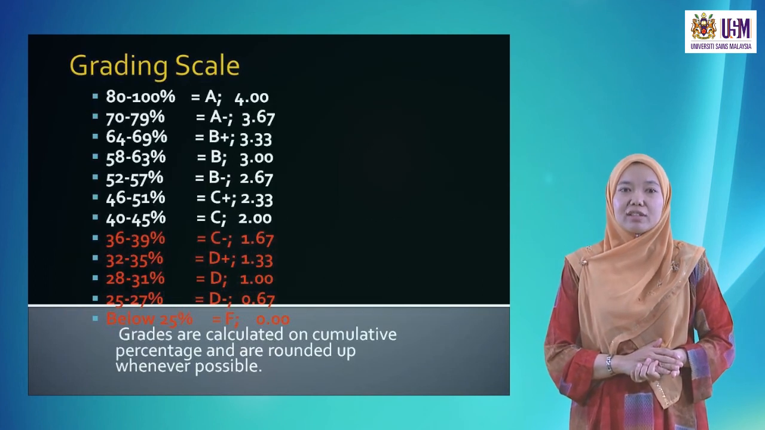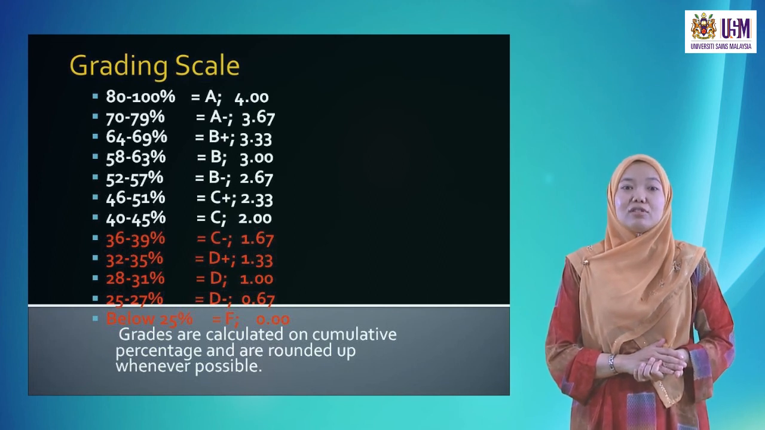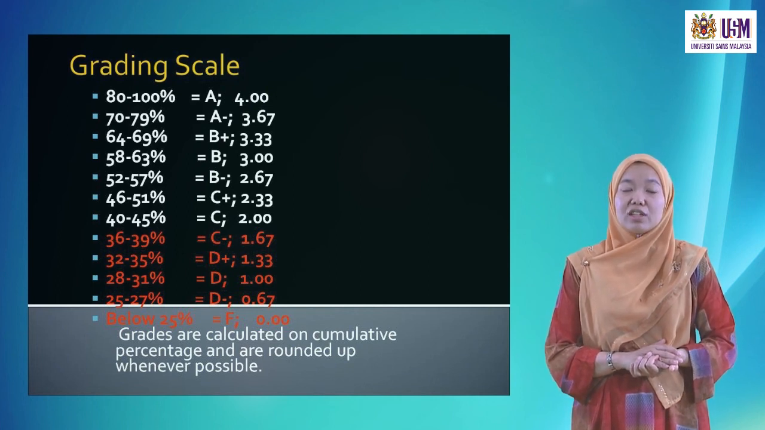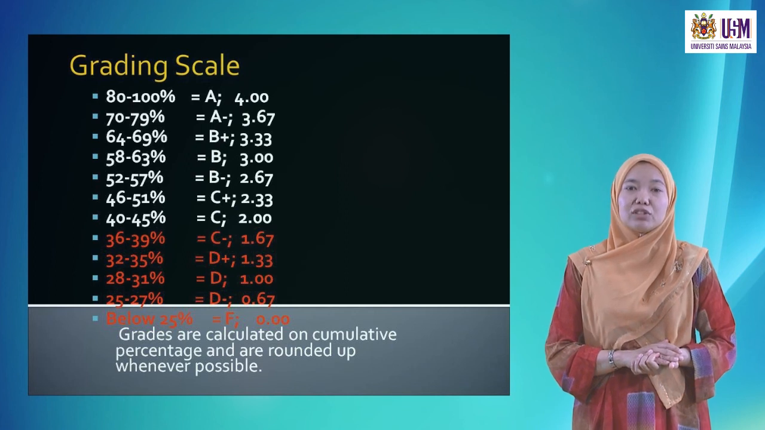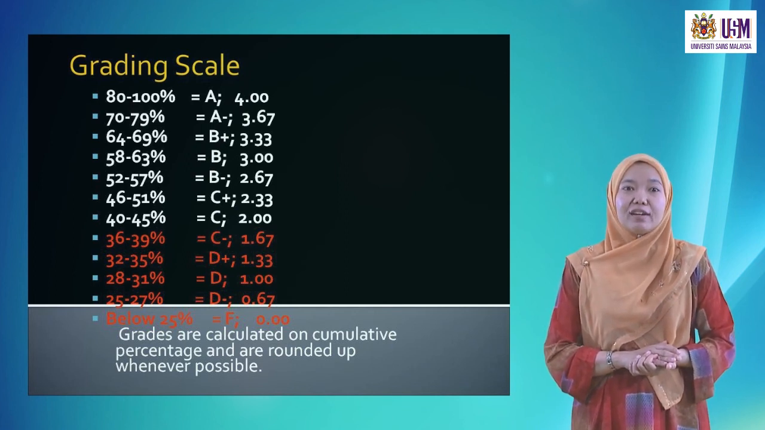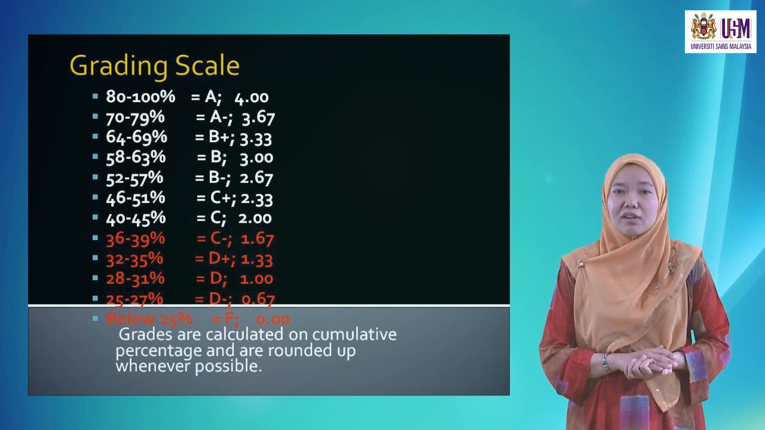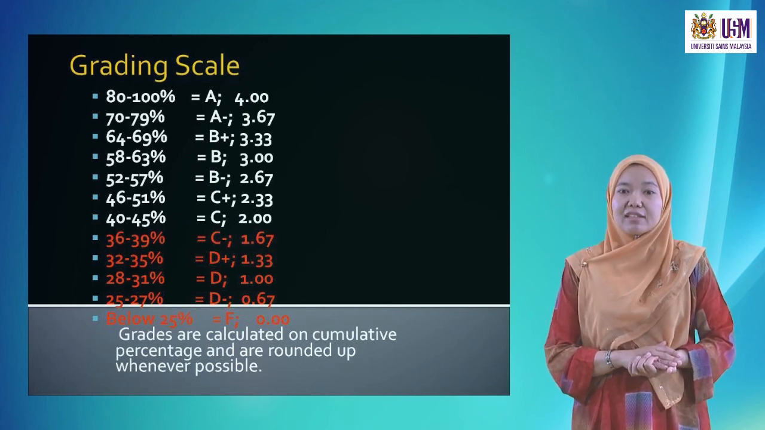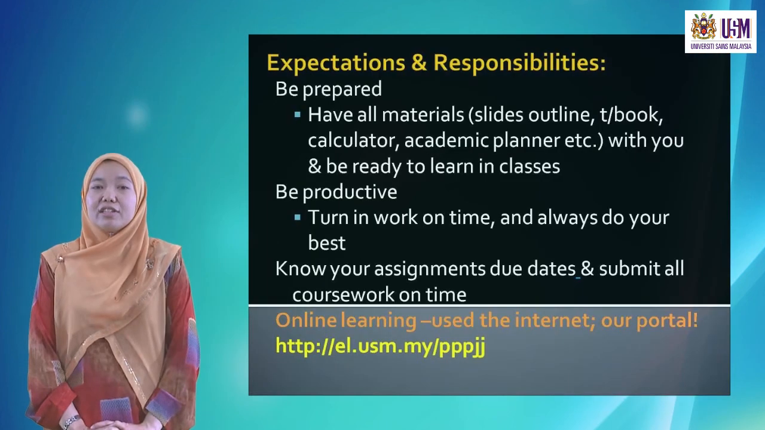The grading scale for the course, as you can see on screen, the ones in red are basically the marks that I'm not interested in you getting. I'm more interested if you score, for example, above 80%, that is an A or perfect 4 flats, or at least you can aim to get A-, because most of my students, or I think everyone, tend to think that quantitative course is tough. But even though it's tough, it's actually manageable provided you do the practice. Grades are calculated on cumulative percentages and are rounded up whenever possible.